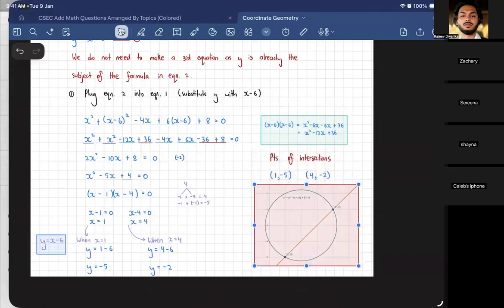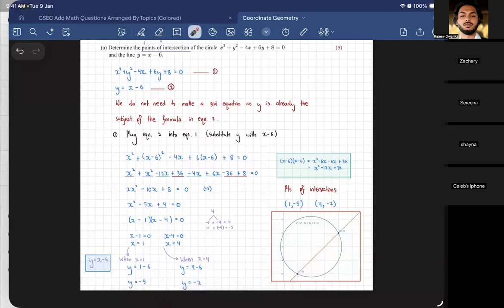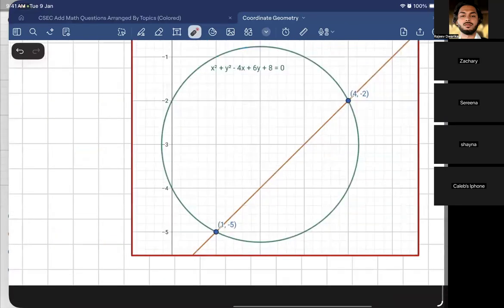And if you wanted to verify if your answer is correct, what could you have done? You could have sketched a graph. Yeah, but that's very inefficient. I would advise you to do this instead. At the point of intersection, that point lies on both graphs. It lies on the line and it lies on the circle.